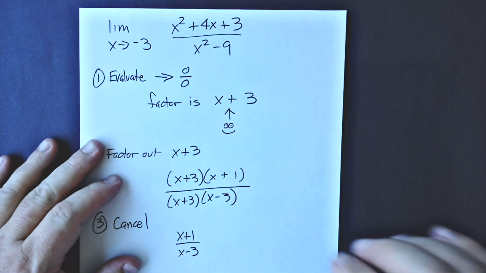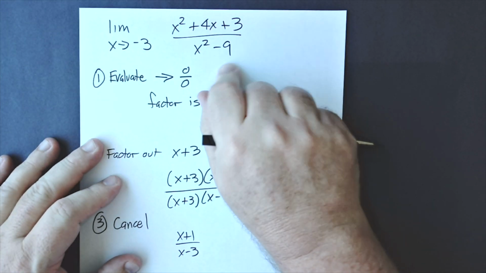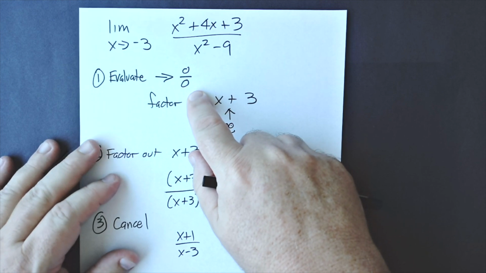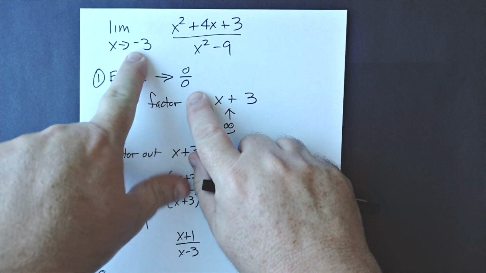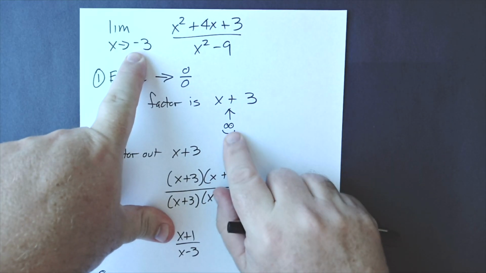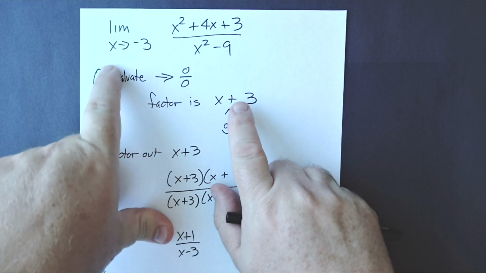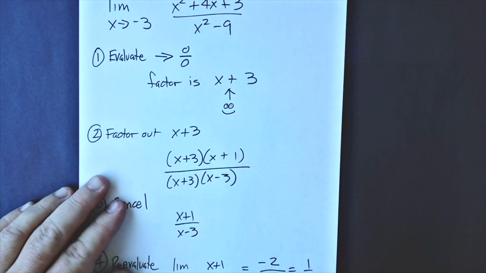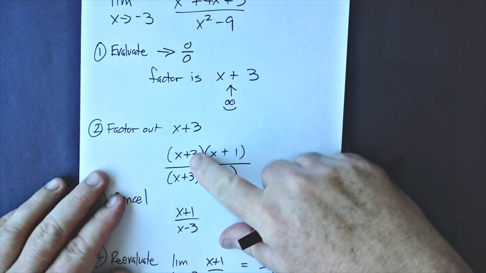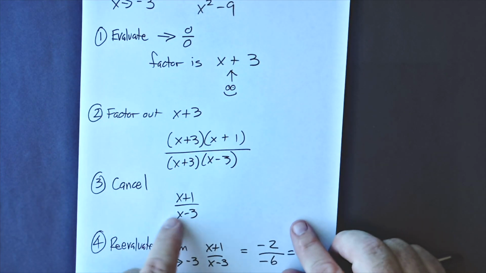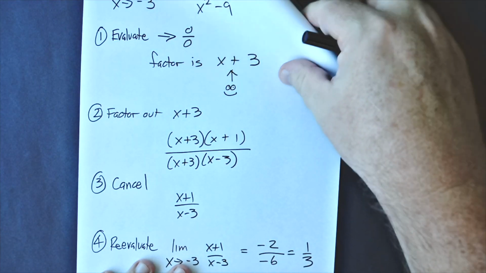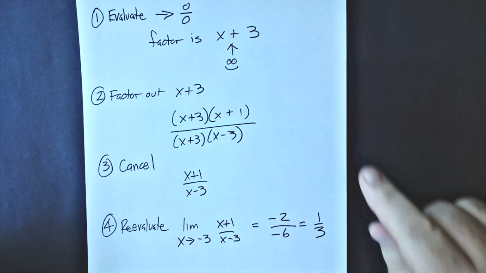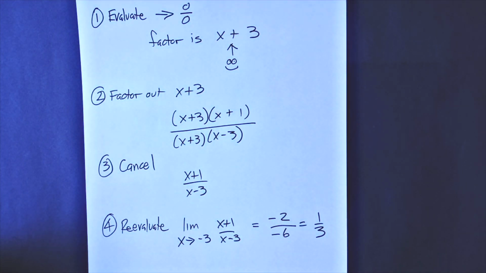Here's x approaching -3 of our function. We evaluate, plug it in. We get 0 over 0 again. So our factor is, because that's a -3, the factor is x plus 3. Pay attention to that, because it's x minus a. And so then we factor out x plus 3. Here's the factoring work. Cancel those, and I'm left with x plus 1 over x minus 3. Then we reevaluate, and I get 1/3. Pretty straightforward. That's the factoring technique.